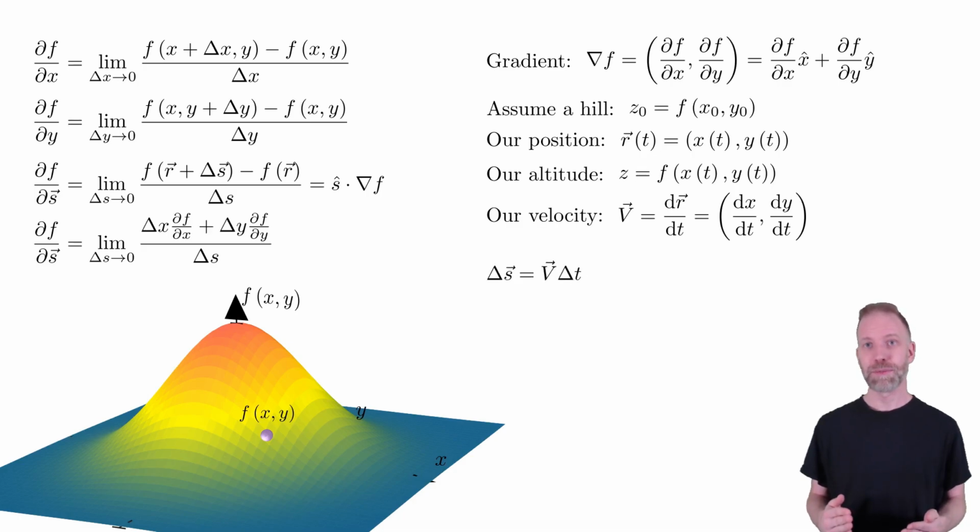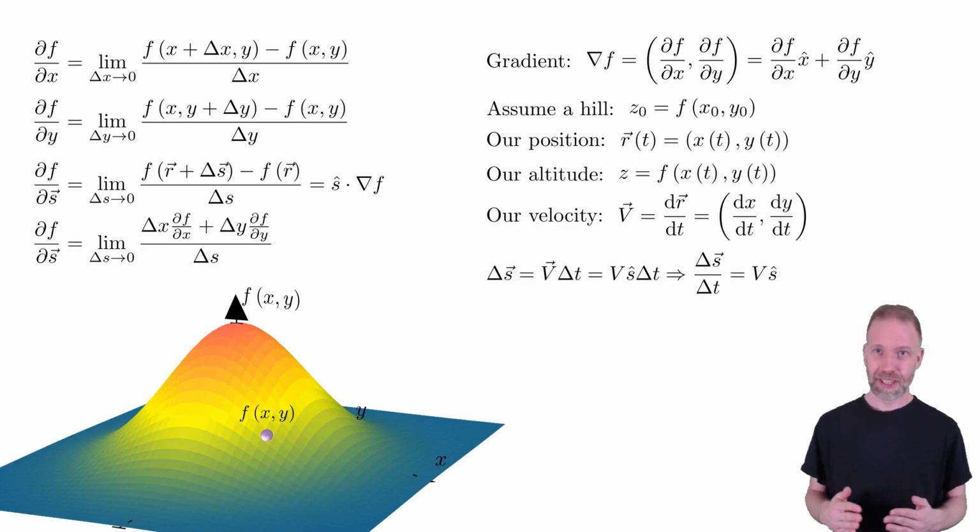Let us consider a small change in our position delta s. This change in position should be given by our velocity and the time delta t it took to make this small change. The velocity vector can be written as the speed v times the direction s hat. By rearranging, we get that delta s over delta t is the velocity v s hat. We could also write it for the speed v.